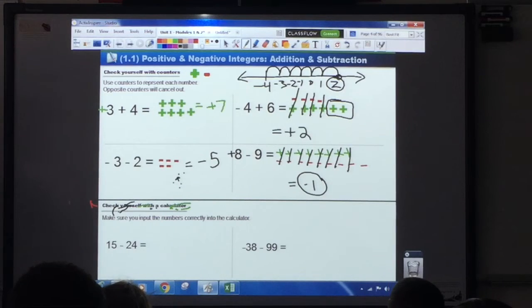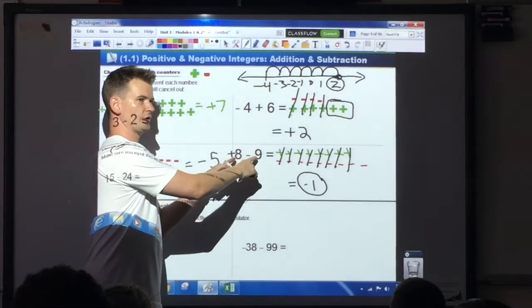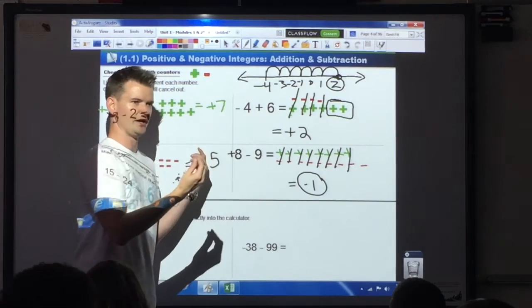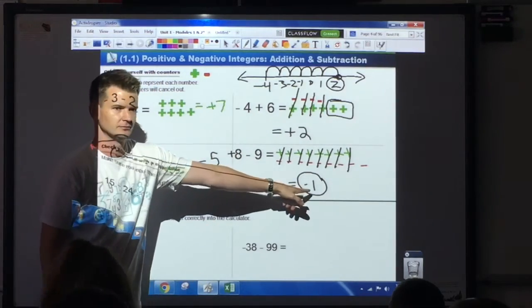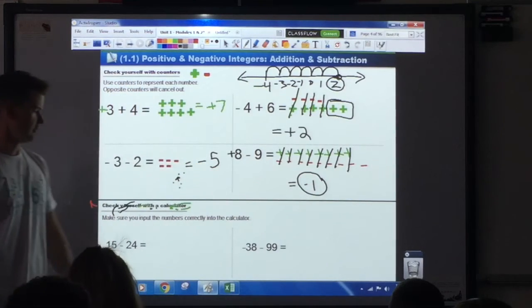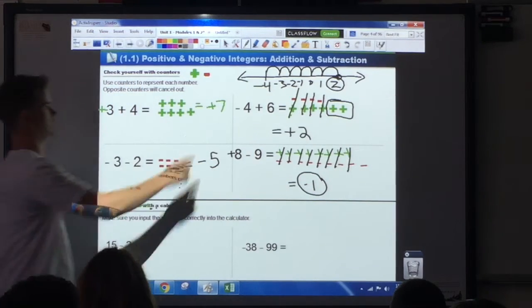How can I prove that's correct? Absolute value. Which one of these has the greater absolute value? 9. So my answer is going to be negative. If I did a number line, I started at 8, I moved to the left 9 spots, guess where I end up? Negative 1. Now, larger numbers like this, you can check yourself with a calculator.